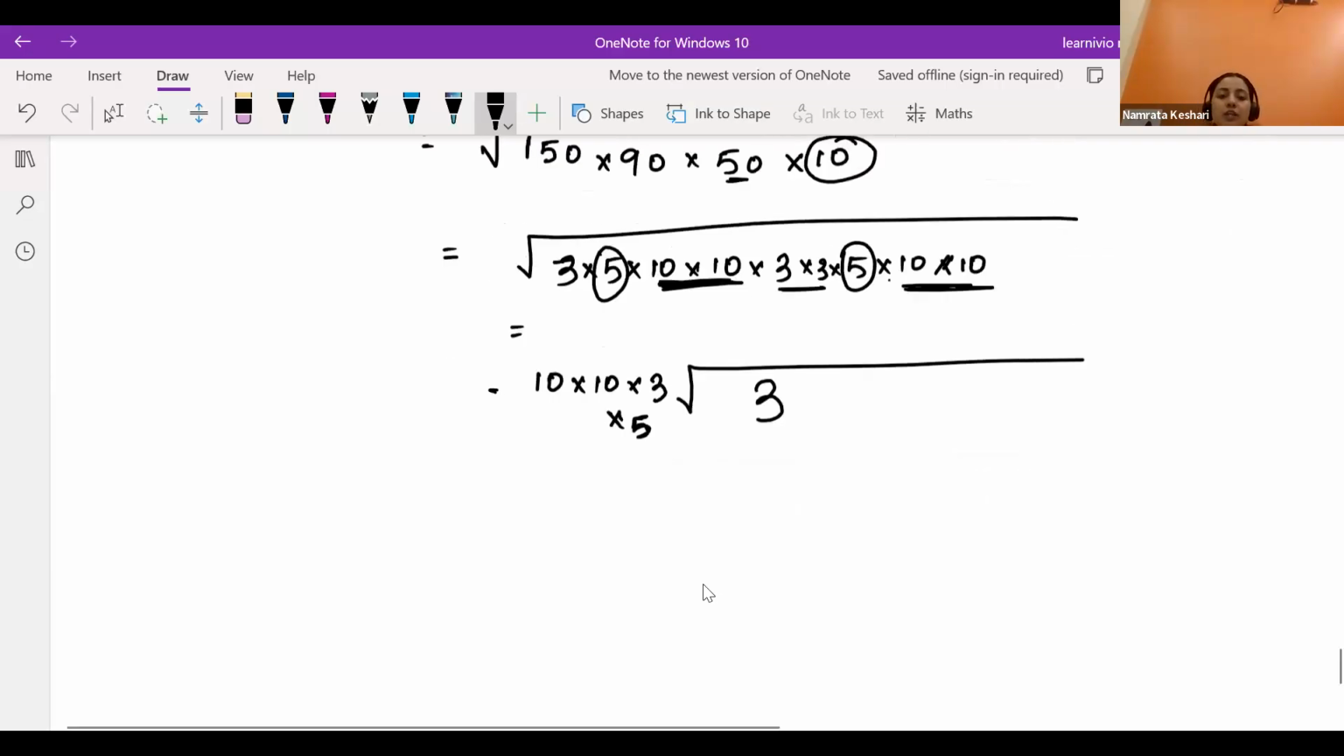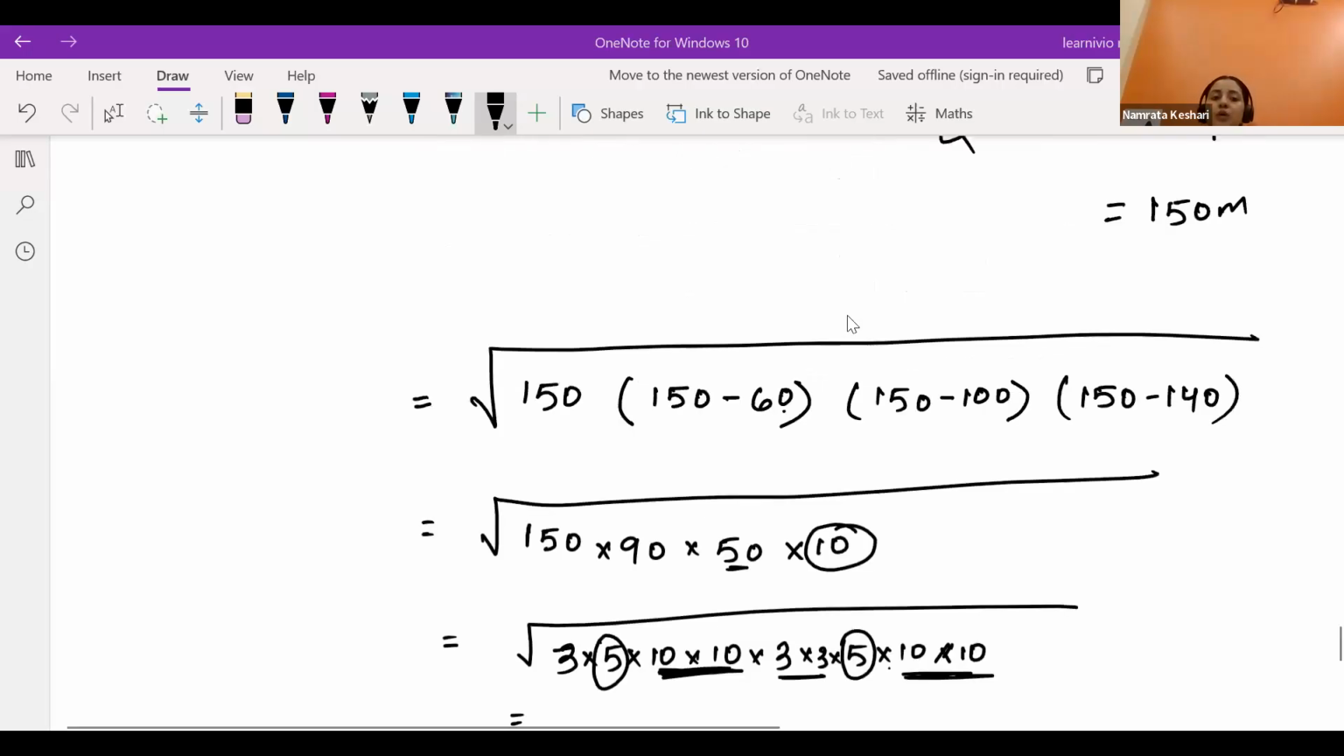Let's do the multiplication. We'll be having 10 into 10, 100. 5 into 3, 15. 15 into 100, 1500. See, the solution is that simple. We just have to be very careful and we have to take out the number. Yes, 1500 root 3.